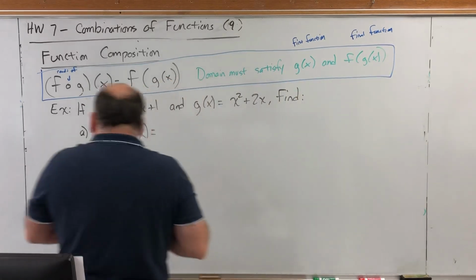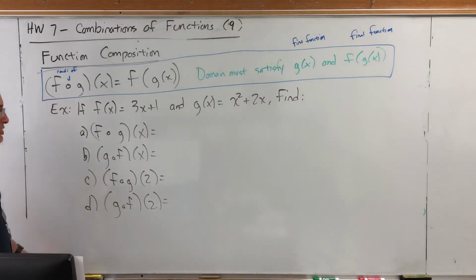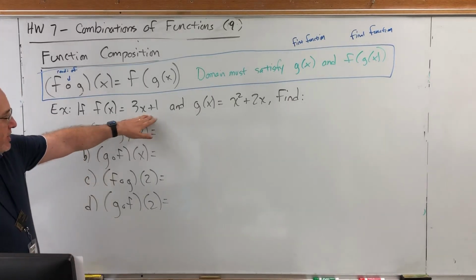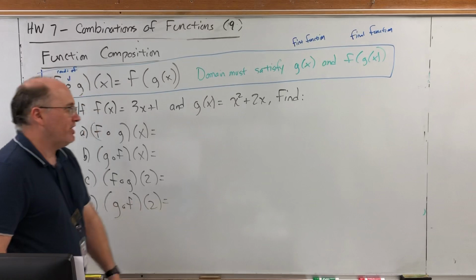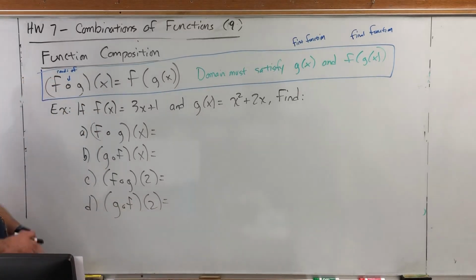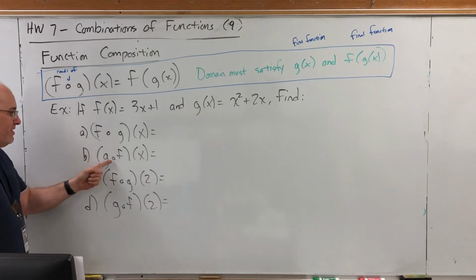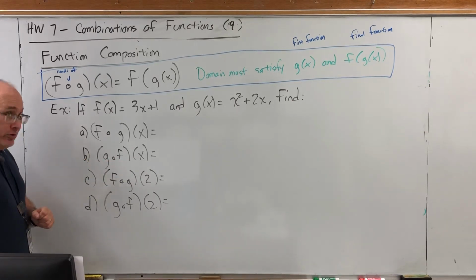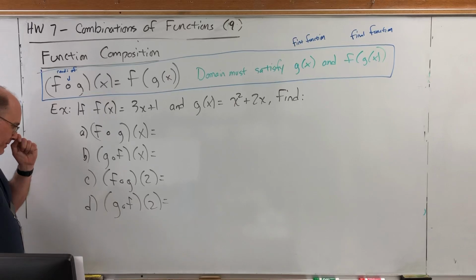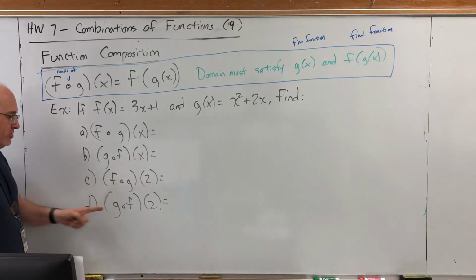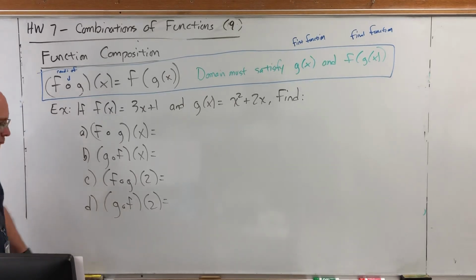Let's take a look at this example, which should not have any domain issues because they're all polynomials. If f of x equals 3x plus 1 and g of x equals x squared plus 2x, let's find f of g of x, so we're going to make a new function. G of f of x, the order does matter, we'll make a different function there. F of g of 2, now we're putting a number into the function. G of f of 2, now we're putting another number into another function.